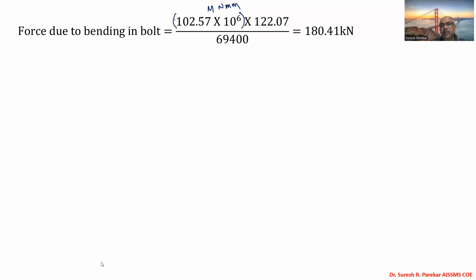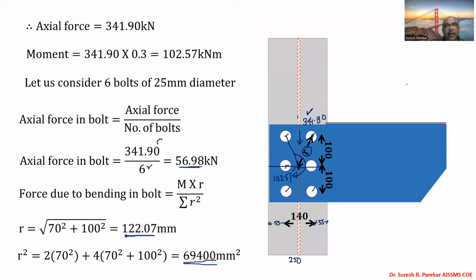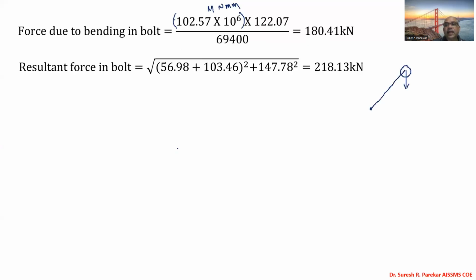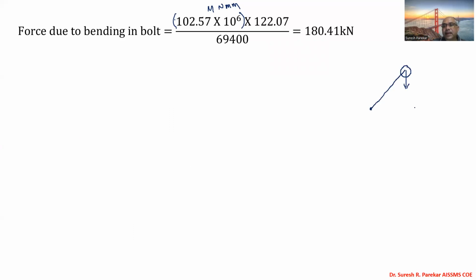Now see, I will just draw the diagram and then you will understand how these bolt forces are acting. So we have this as my bolt force. Now we have one force which acts vertically downward, and that value is 56.98. And the second force is perpendicular to this lever arm.